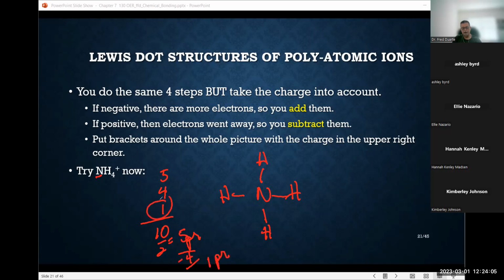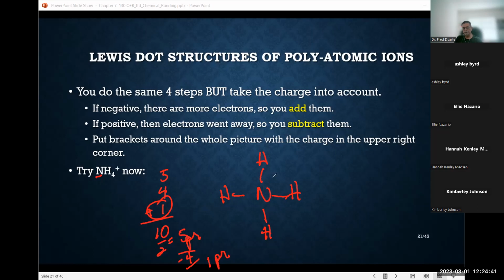If we added instead of subtracting, now think about it. Where can we put that 1 pair on the structure we just drew? Can we put it anywhere at all? What do you guys think? I got 1 pair of electrons. Can I put it on the hydrogens? No, the hydrogens are full now. It's happy. Can I put it around the nitrogen?